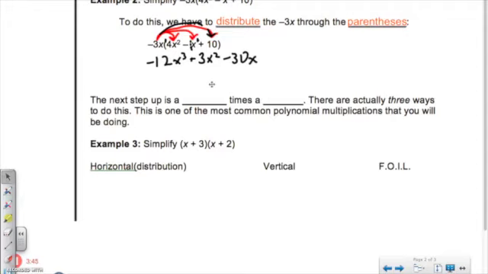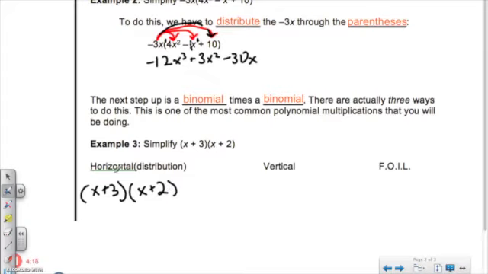The next step is the one that you're going to see the most often, and that is when we have a binomial, meaning an expression with two terms, multiplied by another binomial. There's actually several ways that you can approach this problem, and we're going to show you all of them. The first is horizontal, and this is going to be really just very similar to what you're doing up here. It's basically distribution.